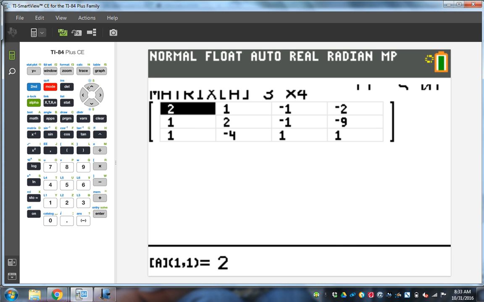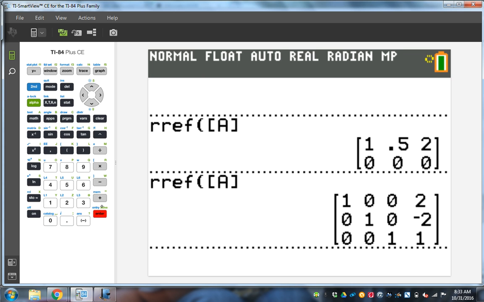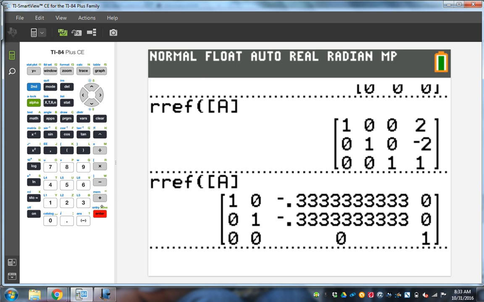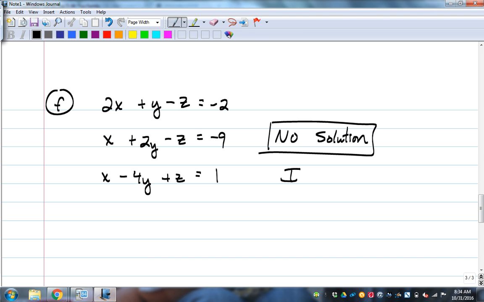Okay, so run your RREF on that. What do we know about this one? No solution. Why? All zeros, and then it's equal to 1. 0 does not equal 1, so we know that's no solution. No solution is also called inconsistent. Those go together.